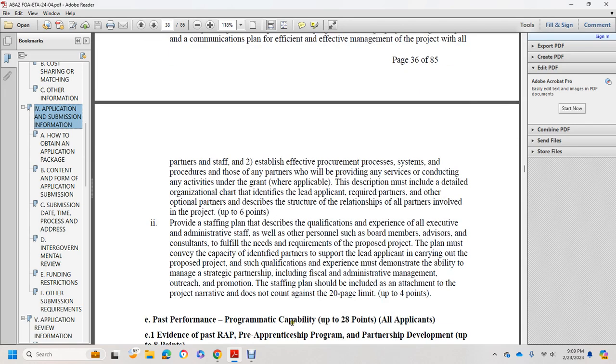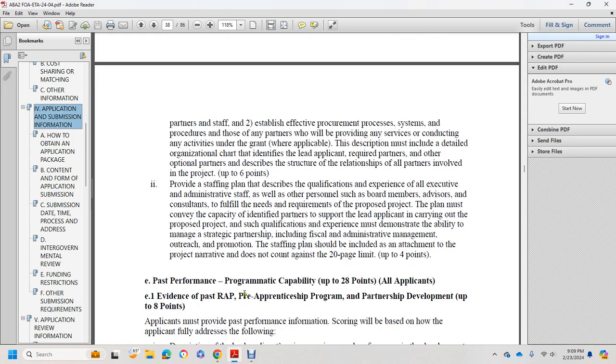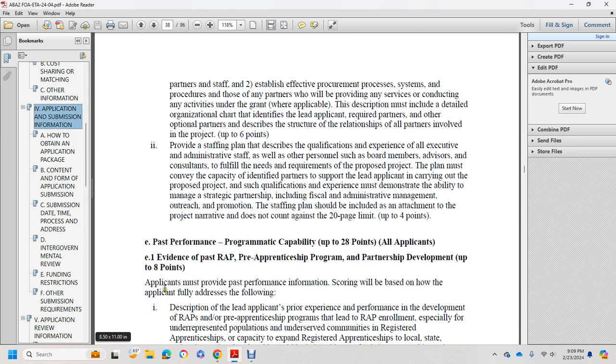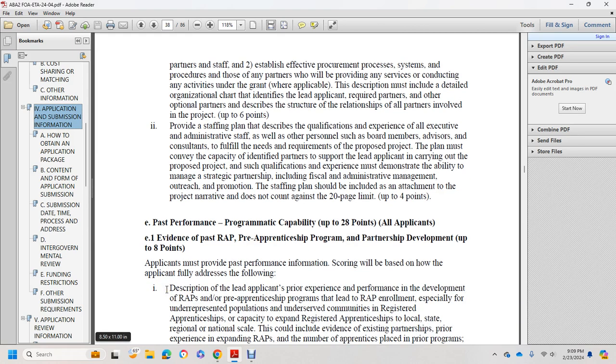Past performance and programmatic capability, up to 28 points. All applicants must provide evidence of past registered apprenticeship, pre-apprenticeship program, and partnership development, up to 8 points. Provided the past performance information, scoring will be based on how the applicant fully addressed the following. One, a description of the lead applicant's prior experience with the performance of the development of registered apprenticeship and pre-apprenticeship programs, and the lead with registered apprenticeship enrollment, especially for underrepresented populations and underserved communities in registered apprenticeship.